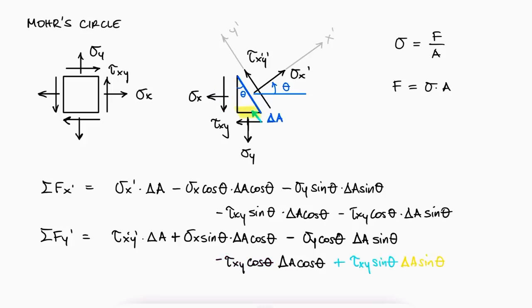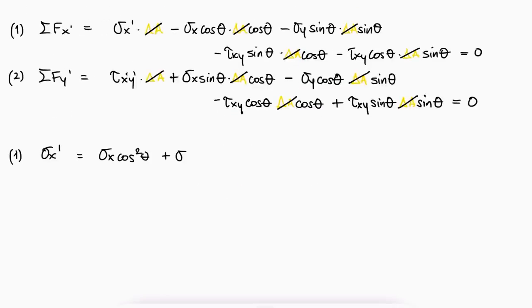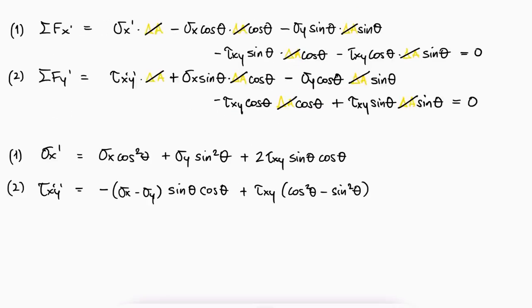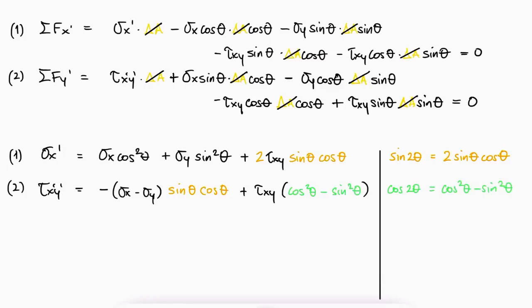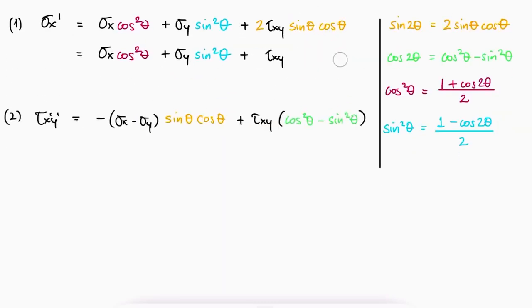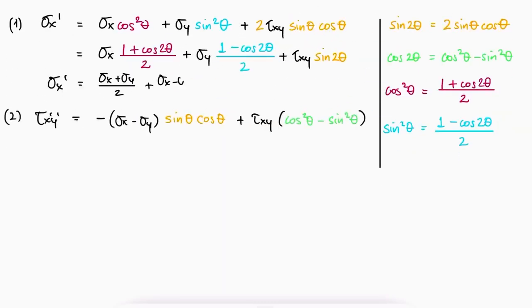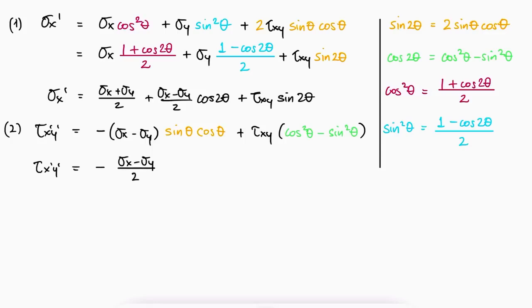Since the stress element is only deforming and not moving up or down, we know that the sum of forces are equal to 0. And since every term has a delta A, the delta A's cancel out, and we can write simplified versions of each equation. Using the trig identities for the double angle for 3 of the terms in these expressions, and the trig identities for the cosine squared and the sine squared on the first 2 terms of the first equation, we can group some of the terms together for the expressions of both sigma x prime and tau x prime y prime.